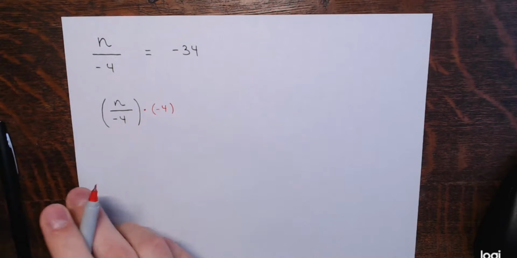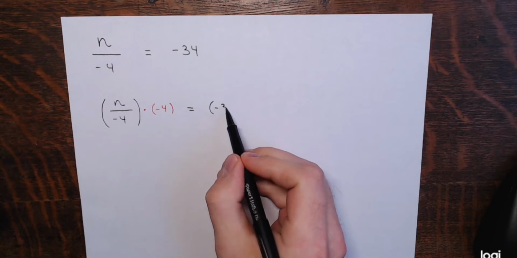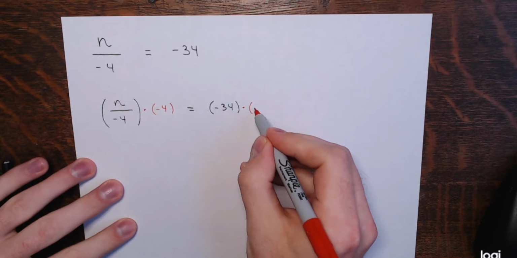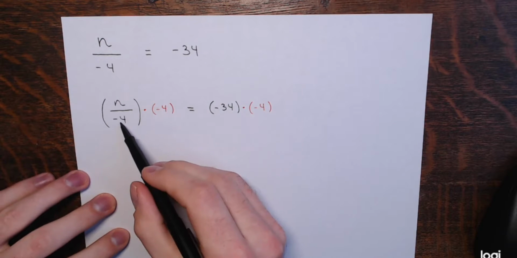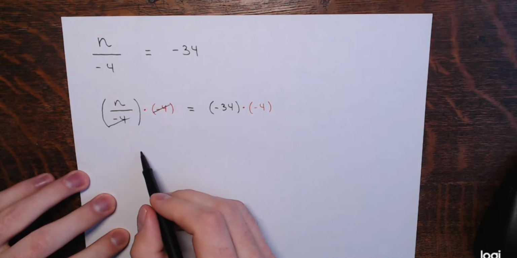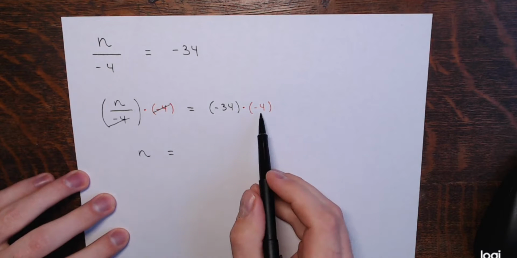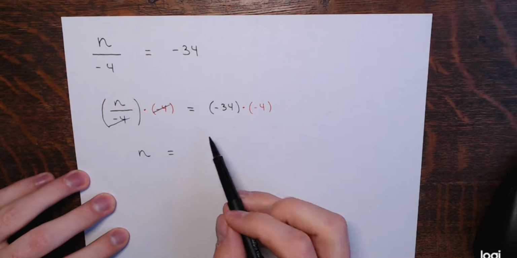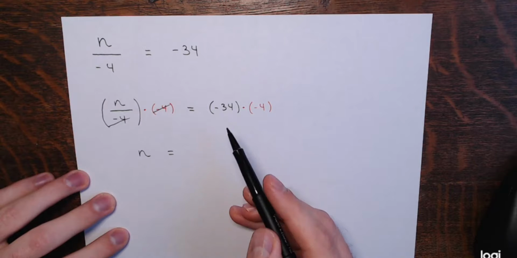times -4. And I would do the same exact thing on the other side, right? This multiplication property of equality. So the other side is -34, and I'm going to multiply by -4. All right, so over here, -4 in the numerator, -4 in the denominator, those cancel. I'm left with just one n by itself, n equals. And then hopefully you remember your multiplication properties, right? Negative times a negative is a positive number. And 34 times 4, 4 times 30 is 120, and then 4 times 4 is 16, 120 plus 16 is 136.